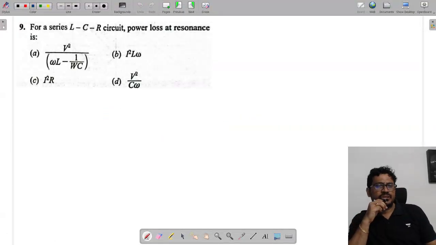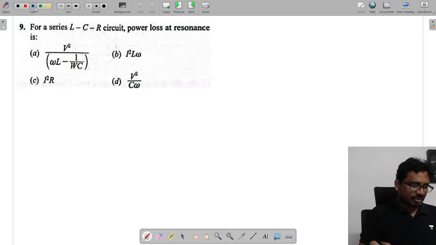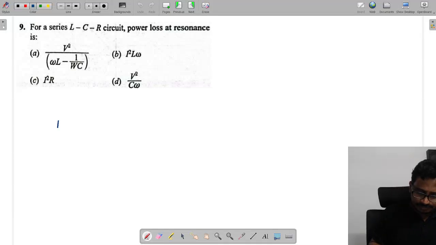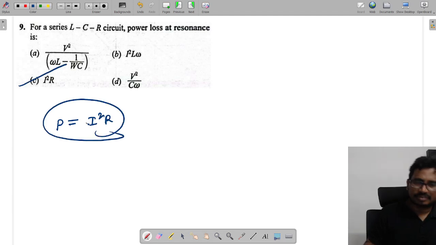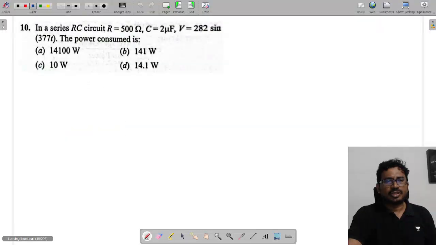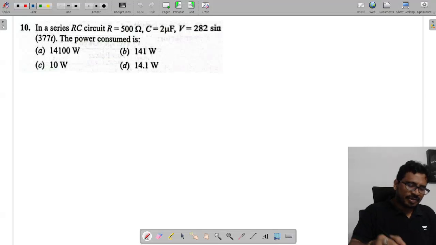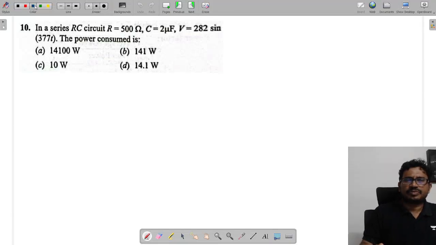For a series LCR circuit, the power loss at resonance is P, which is nothing but I square into R. Next, in a series RC circuit, which element will consume the power? Only the resistor will consume the power, right?